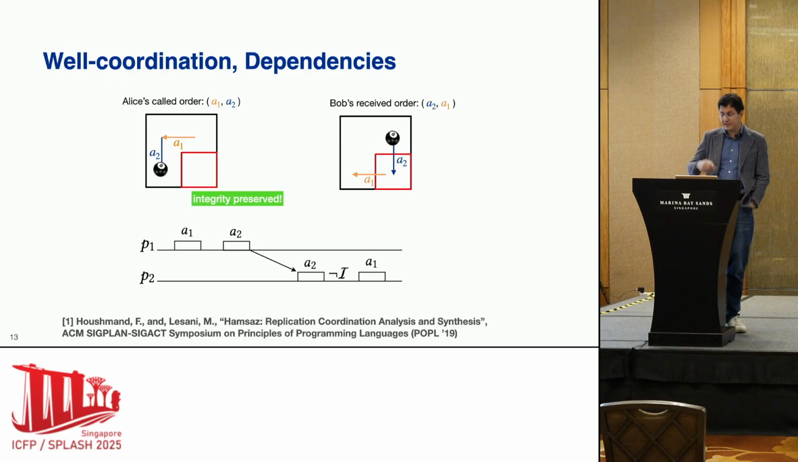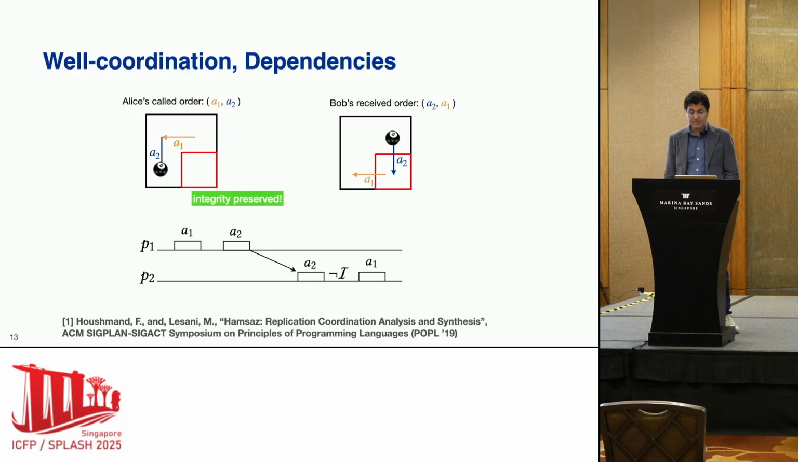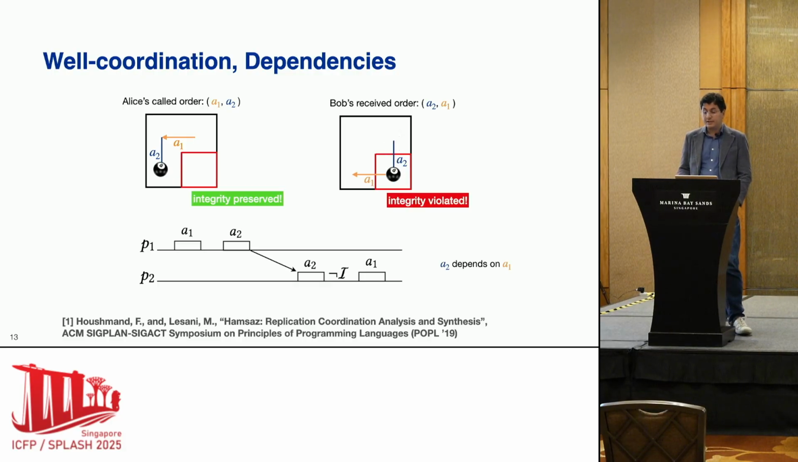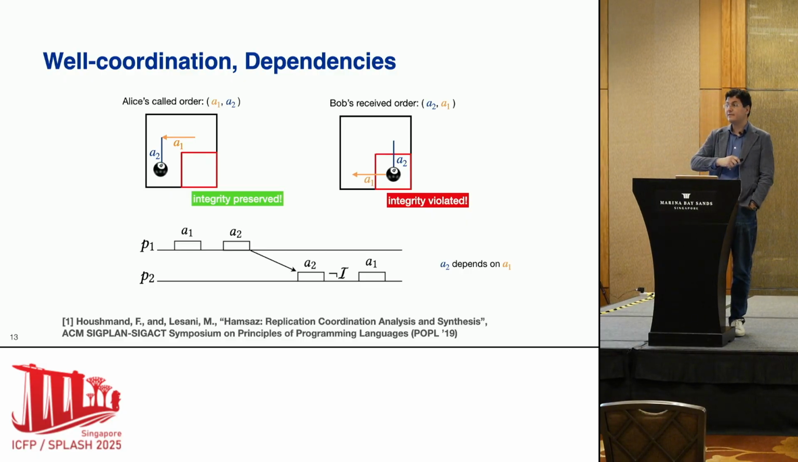But look at the right side. We are maybe the other device, Bob's device, and we received A2, and we have not received A1 yet. So we do action A2, and we enter the restricted area, which is not good. We are violating the integrity. So A2 is dependent on A1, right? It doesn't permissible left commute with respect to A1. If you move it left, then integrity is violated.